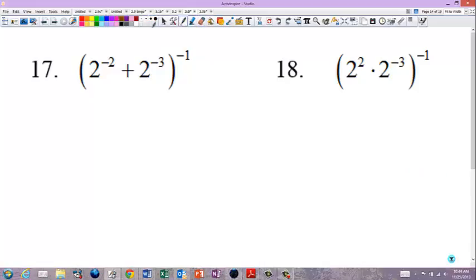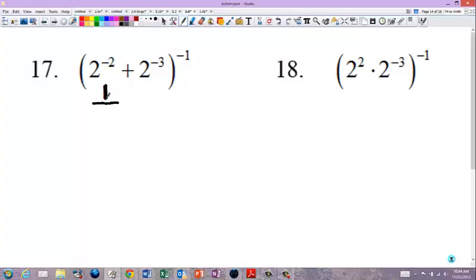The only difference between 17 and 18 is that 17 has a plus sign, 18 has a times sign. That makes 18 much easier. You can distribute across a times sign. That's perfectly okay. You cannot distribute across a plus sign. So I'm going to start with 17. 17, because of the plus sign, you have to get a common denominator on the inside.